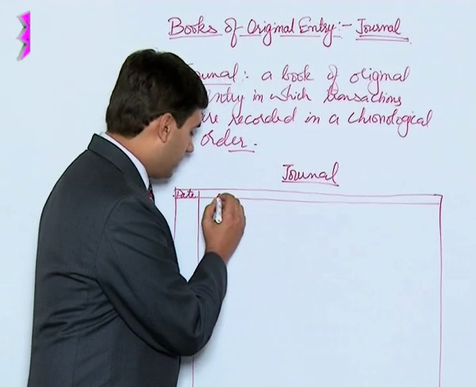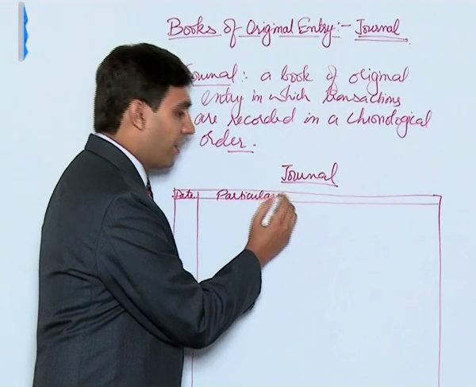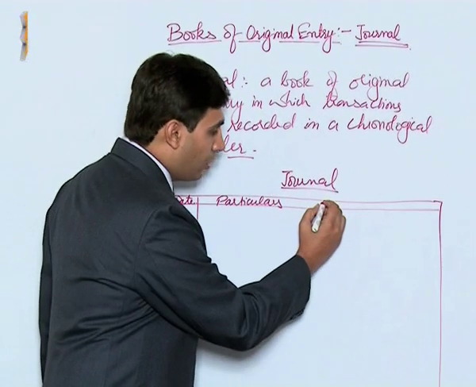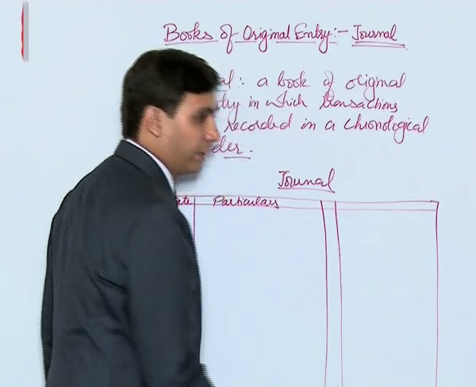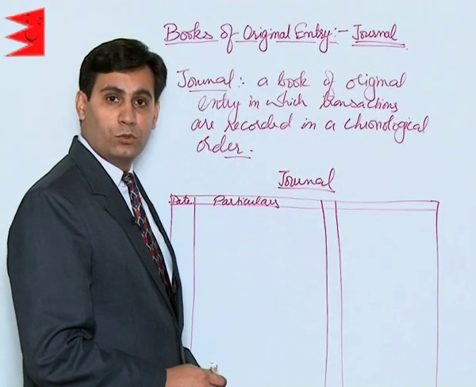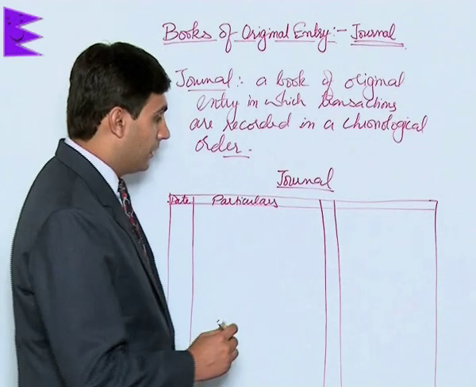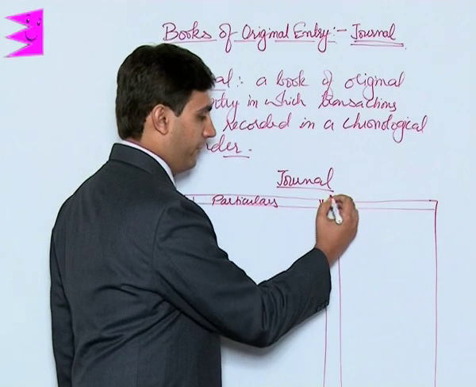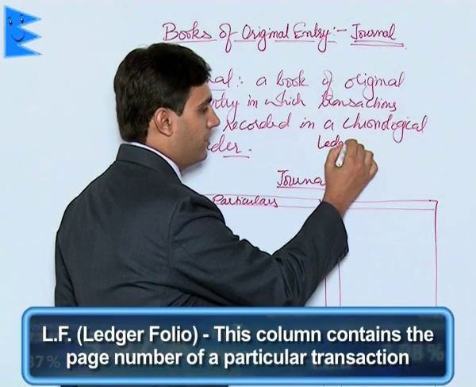The second column is particulars. Width-wise, it is the largest column. It is the column in which actually the transactions are recorded. That is, after applying the rules, the accounts are then debited and credited. Then we have a small column for ledger folio. LF I am writing here, it stands for ledger folio.